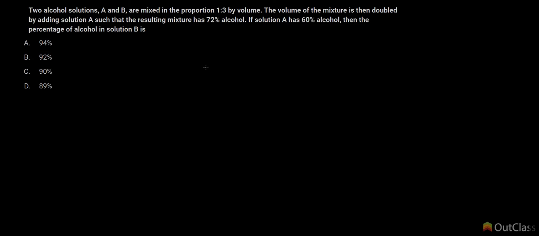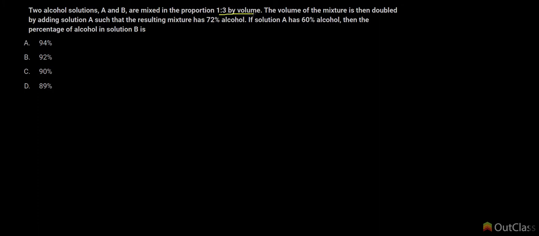Two alcohol solutions A and B are mixed in the proportion 1 is to 3 by volume. The volume of the mixture is then doubled by adding solution A, such that the resulting mixture is 72% alcohol. A is 60%. What is the percentage in B? Now, what do you need for this? You need some basics of ratios and you need weighted average using number line.